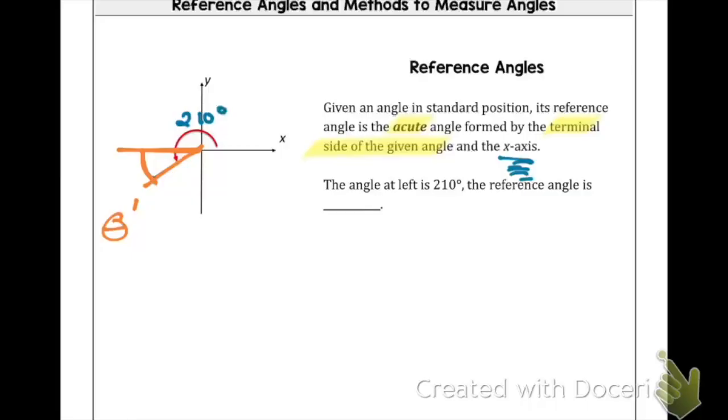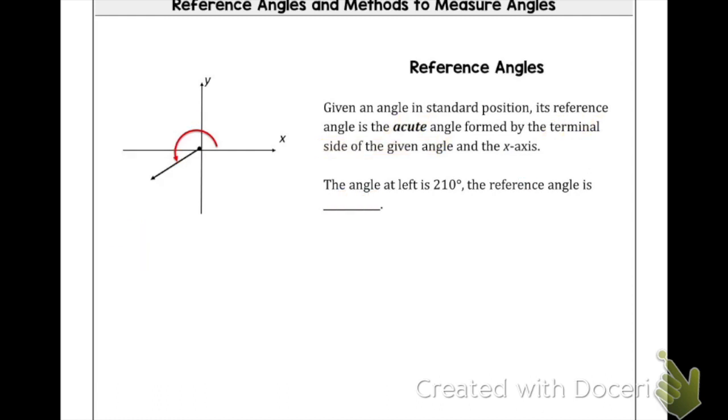So 210 degrees is the whole thing. We need to figure out how many degrees it is from here. So in this case, we're just going to do 210 minus 180, which tells us that our reference angle is 30 degrees. So our reference angle is 30 degrees.